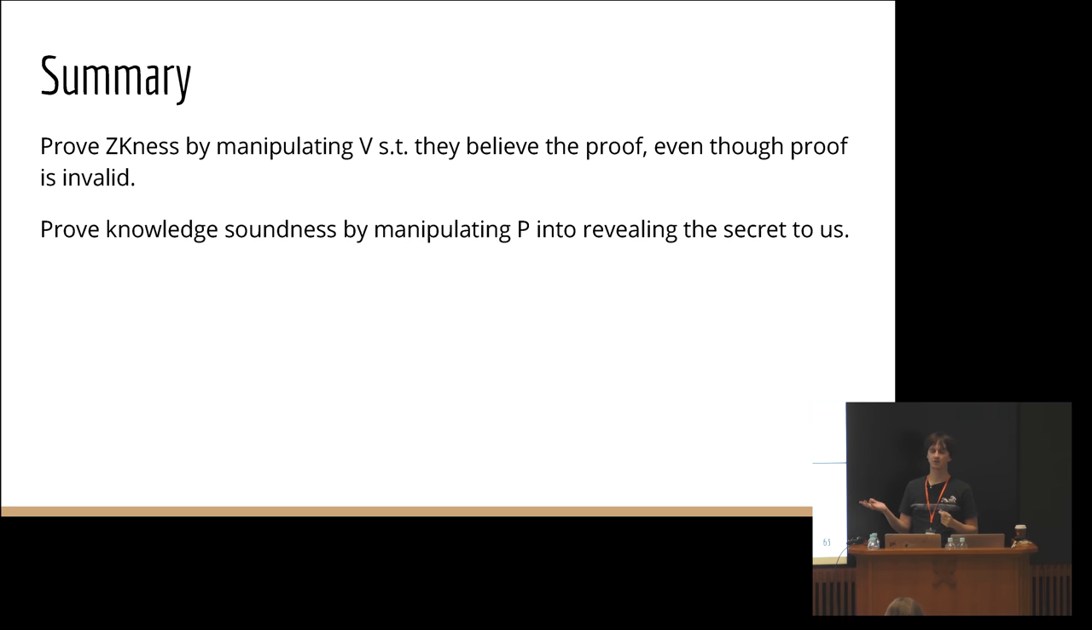And you prove knowledge soundness by manipulating the prover, and we were debugging the prover, going back and doing stuff like this. By doing that, we made them reuse the nonce, which made them give us the private key. And it's important to note that you cannot use a fake prover to prove knowledge, because the extractor was rewinding and going forward, so that requires that you have this time linearity thing, right?